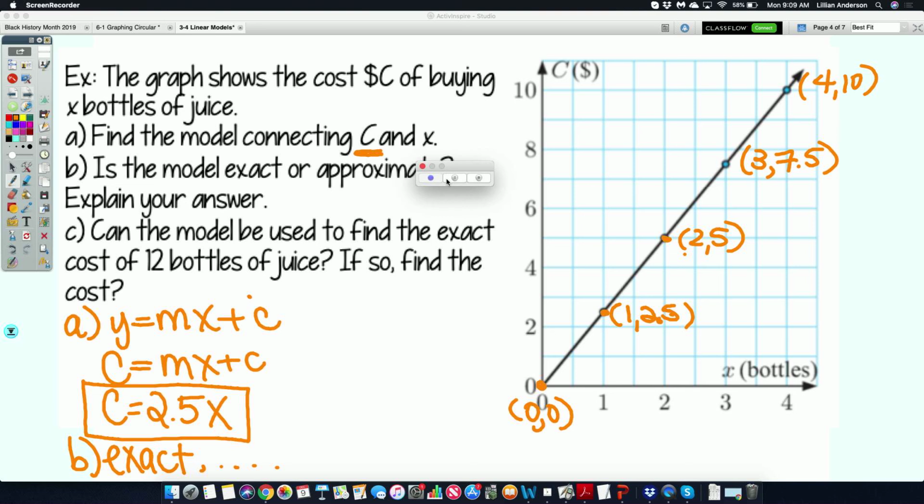Could we put approximate because it's not including tax or something like that? No. Don't include that. It's kind of like when we look at years, we only do 365. We don't look at leap years. Ready?